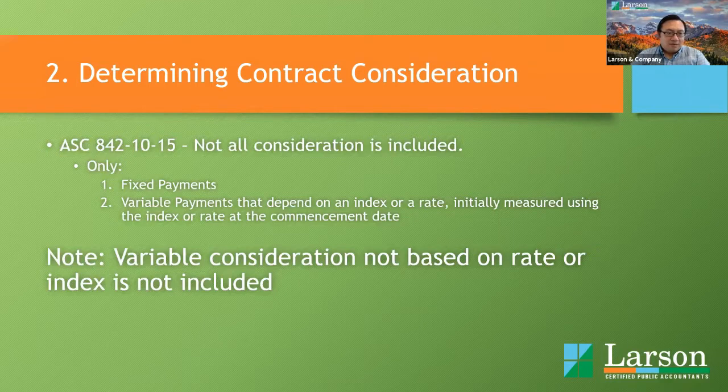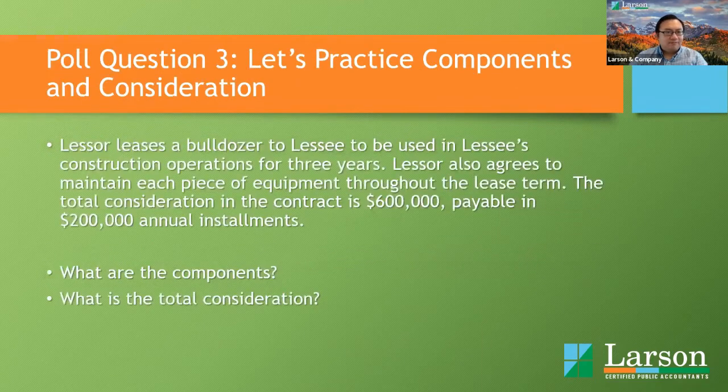So an example of variable payments would be saying, hey, I'm going to pay a variable payment over the lease term, and have it be increasing every year based on CPI, right? Or based on a defined rate. Those would be considered rent consideration, lease consideration. Anything outside of that will not be included. And we'll have an example of that.